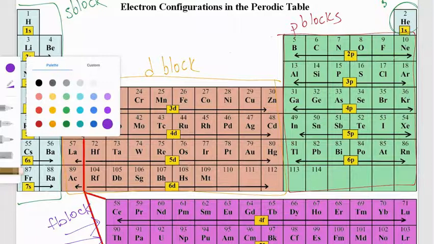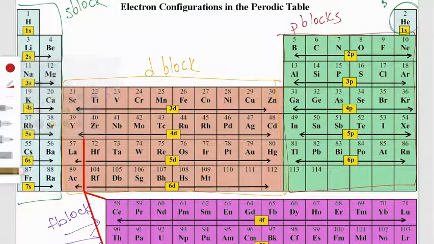Now, before we start that, what you do need to know is that these rows right here, that's row 1. It means I have 1 energy level. Right here, it's row 2. I have 2 energy levels. Row 3, I have 3 energy levels, and so forth. So your rows actually mean your energy levels.